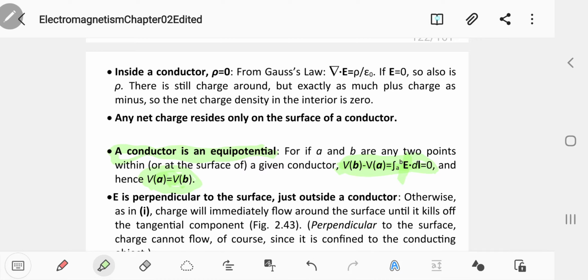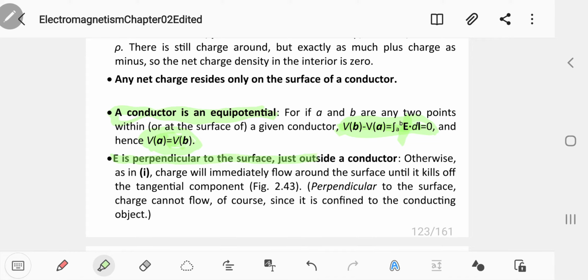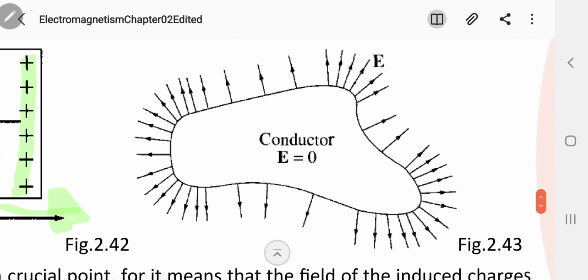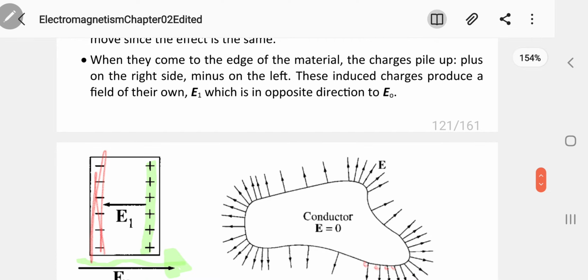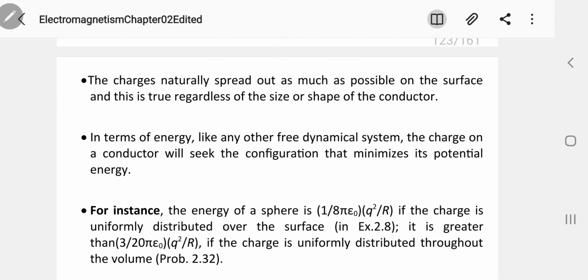And also here is very important. The electric field is perpendicular to the surface just outside the conductor. Look at this figure. Here, all the electric fields are perpendicular to the surface. Whatever the shape of the conductor is, all the electric fields at the surface are perpendicular. In all the points on the surface, the electric field is perpendicular. The excess charges in a conductor will spread out evenly on the surface of the conductor.